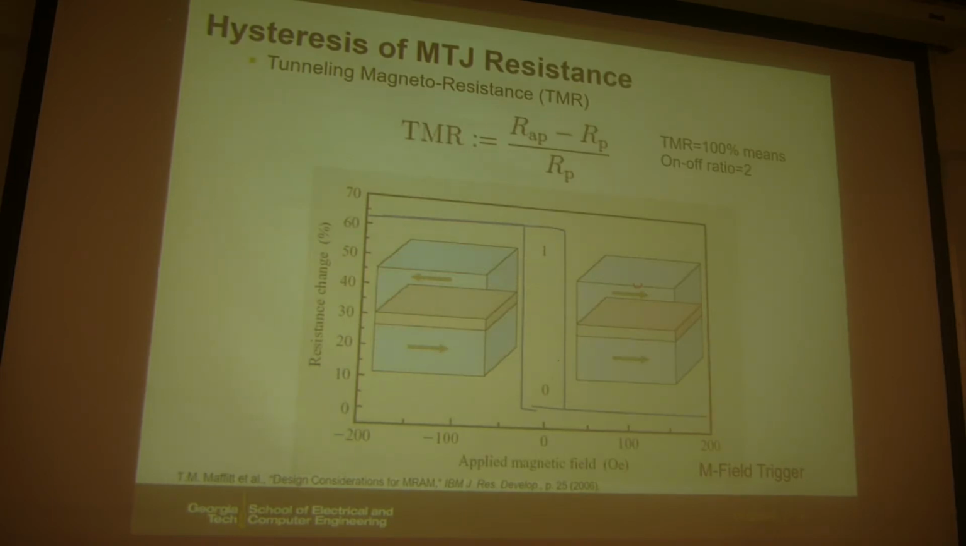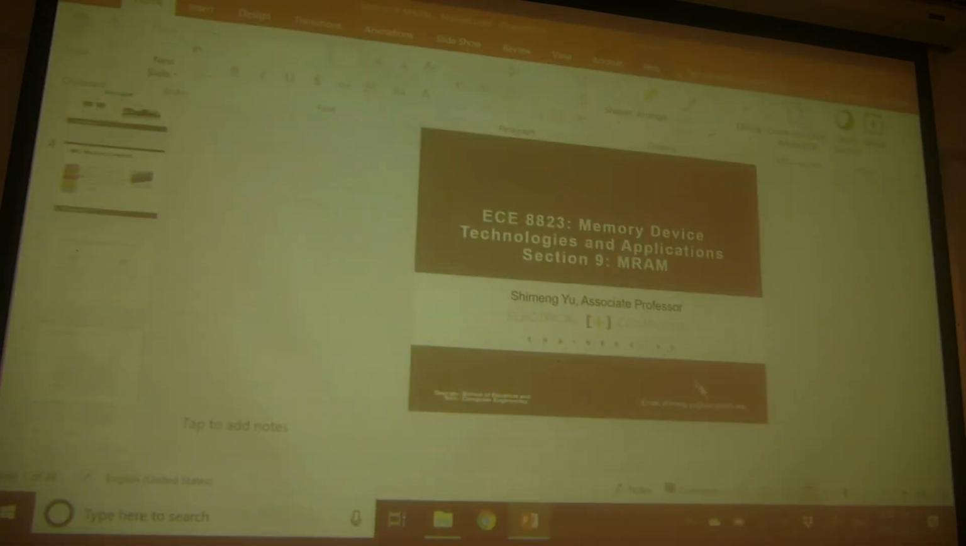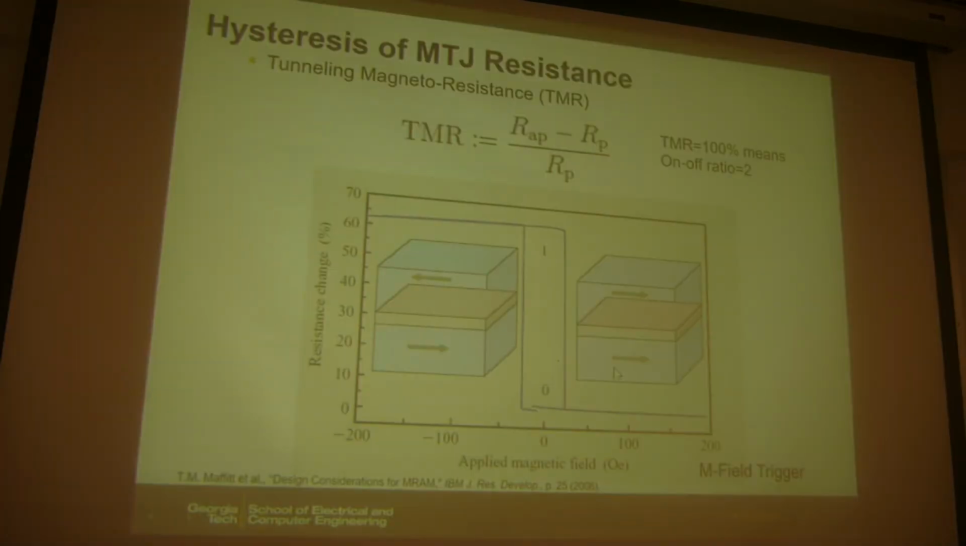And for the device resistance, we will define this TMR ratio. This is the tunnel magnetoresistance ratio, and it's defined as the difference between those two resistances divided by the parallel state resistance. Let's say the anti-parallel resistance minus the parallel resistance, divided by the parallel resistance.